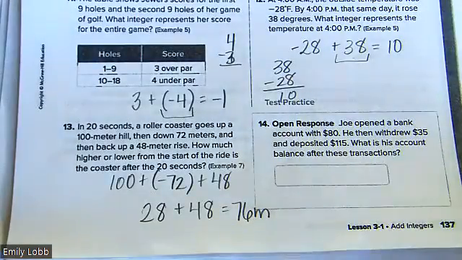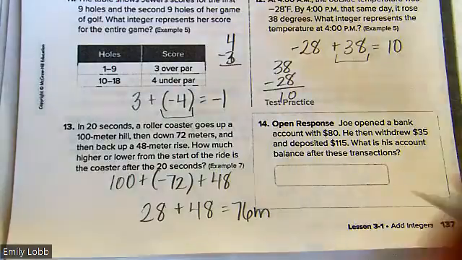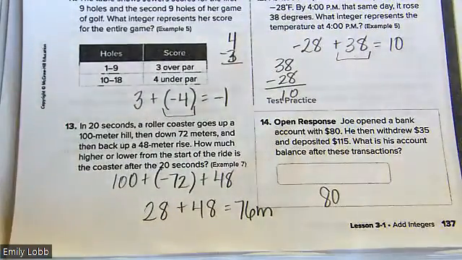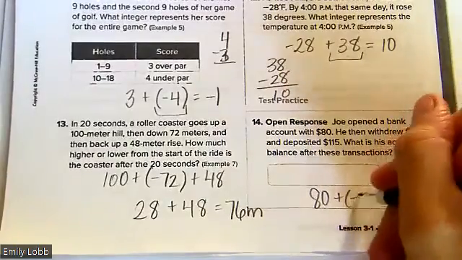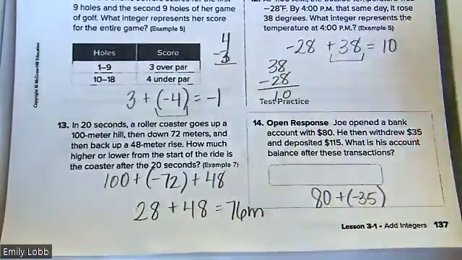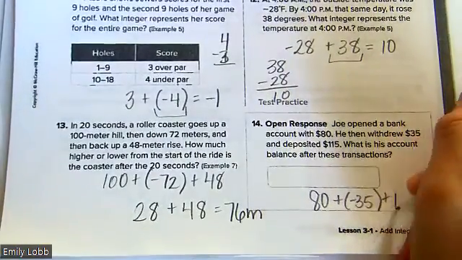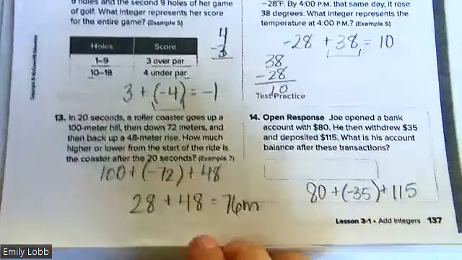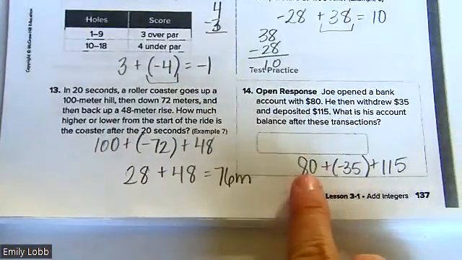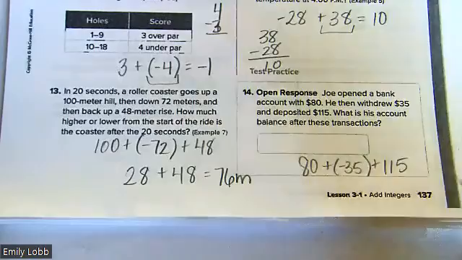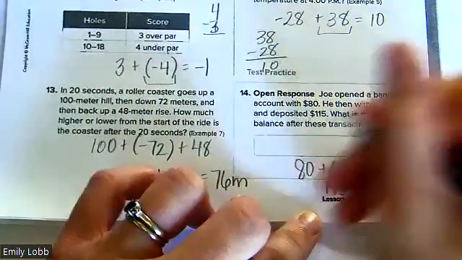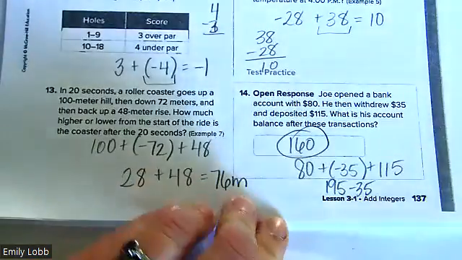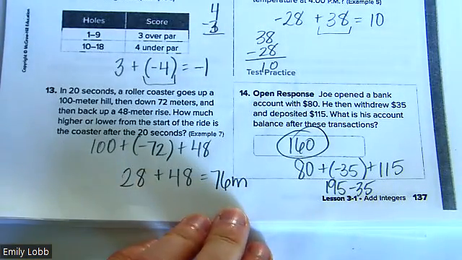From the start. Joe opened a bank account with $80. So that's positive, right? He then withdrew, that means to take out, $35. And then deposited $115. What's his account balance now? 160. So you could say 80 plus 115 is 195. So 195 minus 35 is 160. Well done. Questions on page 137.